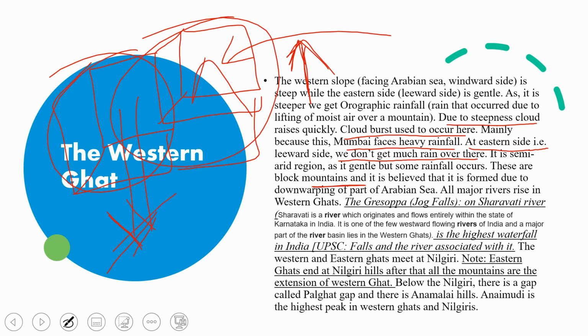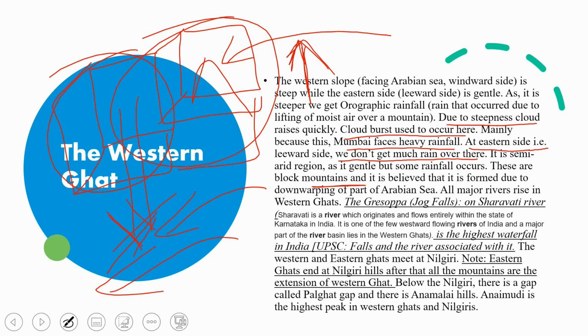And all major rivers rise in the Western Ghats. Girisopa Jog Falls is on the Shravati River. The Shravati River originates and flows entirely within the state of Karnataka, and it is one of the few westward flowing rivers of India, and a major part of the river basin falls in the Western Ghat. So it is one of very few rivers that flow into the Arabian Sea from the westward side. Okay, so Girisopa Jog Fall is the highest waterfall in India.